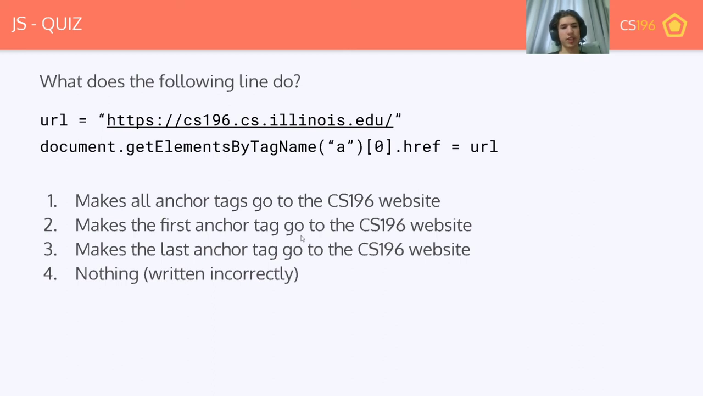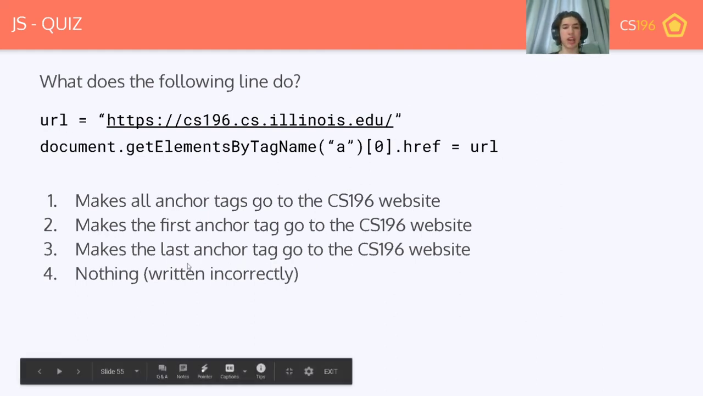Okay, so it looks like the majority of people put 2, so it makes the first anchor tag go to the CS196 website. That's correct. So when we call document.getElementsByTagName A, this will give us a list of all of the A tags in order of how they appear in the HTML document. We're going to grab the first of those, and then we're going to change the href attribute to be equal to URL, which is just this string up there.